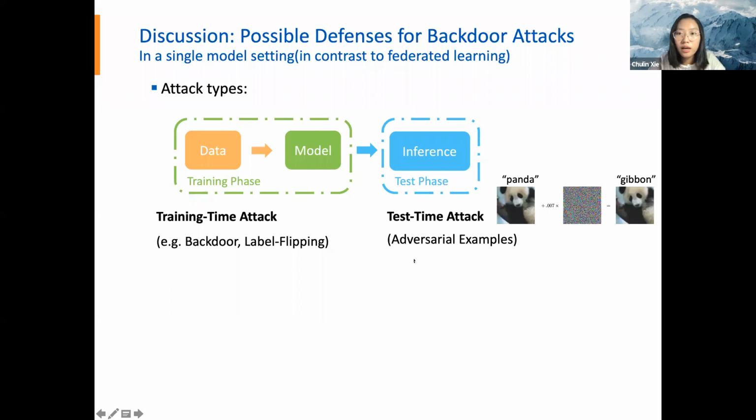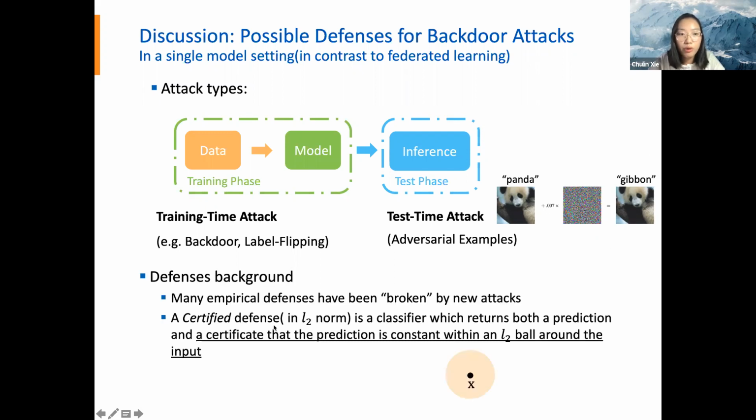What are adversarial examples? Given a trained model and a test point X, we add a carefully designed adversarial perturbation to X, and the model will output a wrong label. In recent years, many empirical defenses have been proposed, but they are soon broken by new attacks. So researchers started to work on certified defenses.